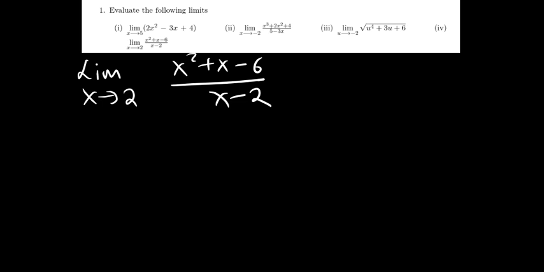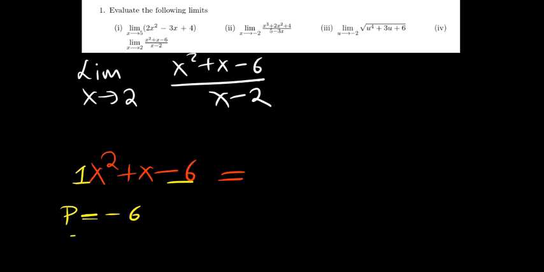So at this point, what we usually do is factorize. So x squared plus x minus 6 can be expressed as its factors. Let's look at what we have. The product is 1 times negative 6, so the product is negative 6. The sum is the coefficient of the middle part, which is 1. What two numbers multiply to give you negative 6 and add to give you 1? That should be 3 and 2.